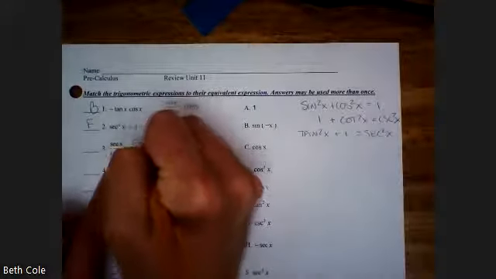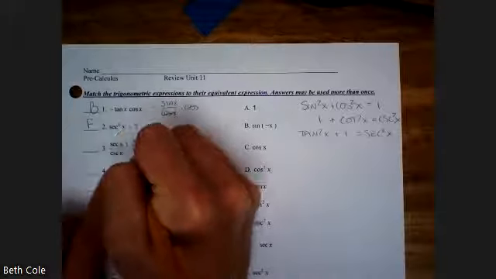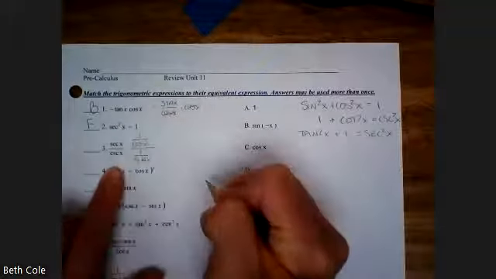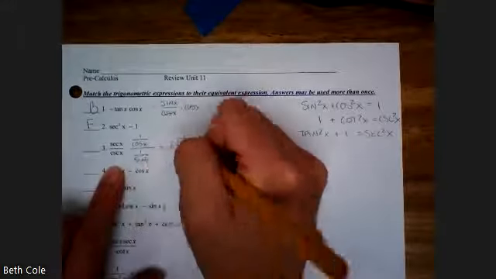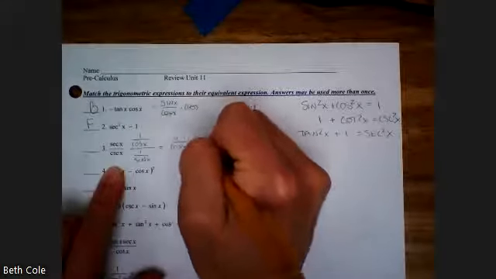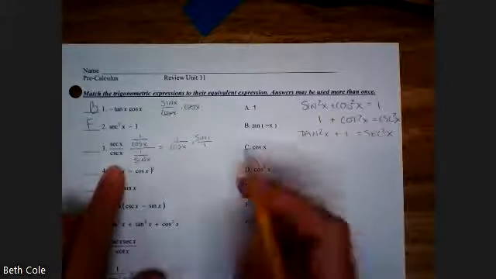Right here, we're going to replace secant with 1 over cosine, and we're going to replace cosine with 1 over sine. When you divide by a fraction, you multiply by the reciprocal. So I'm just going to flip this over. It'll be sine over 1. And so that equals sine over cosine, which is tangent. So that one is E.